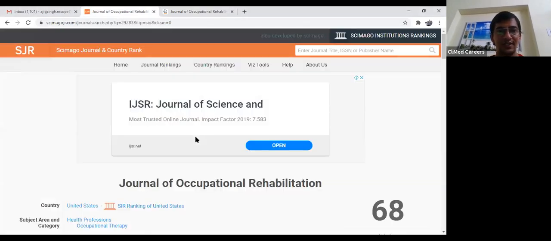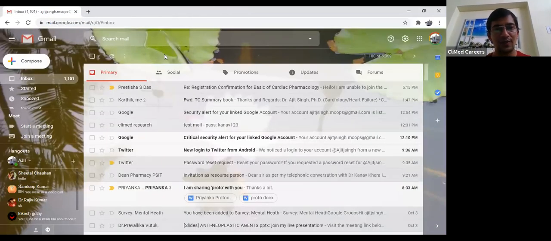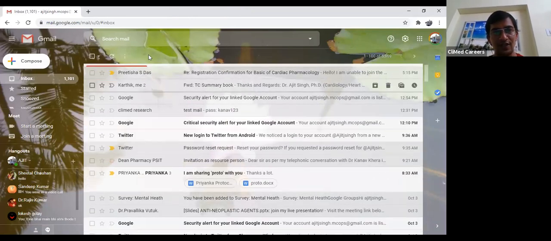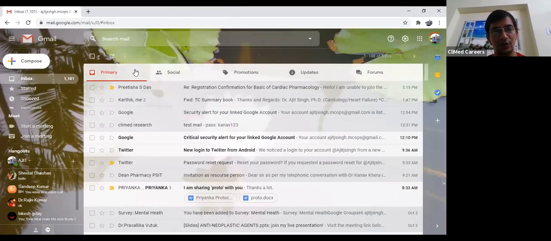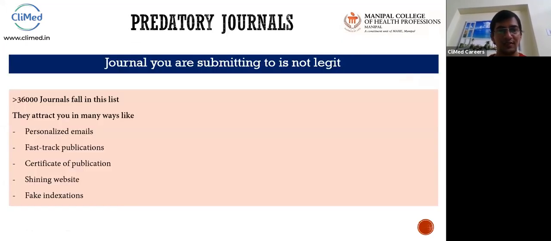Okay, let's go to this. I think that's over. So for journal search, you can search in these three things: Scimago, Scopus, and UGC Care. If you want PubMed, I told you that day, PubMed also you can search with the journal name, right? Okay, so let's share this again. These are the other journal searches. We can go to Elsevier to search Elsevier journals. We can go to EndNote, we can go to Springer and others.